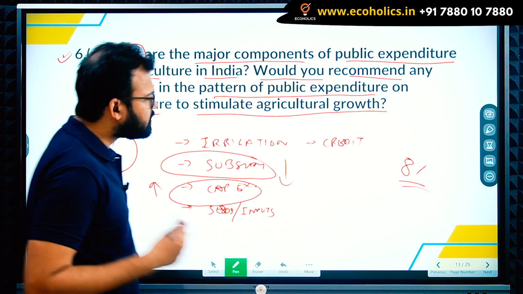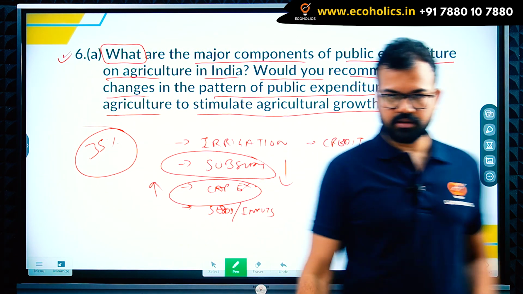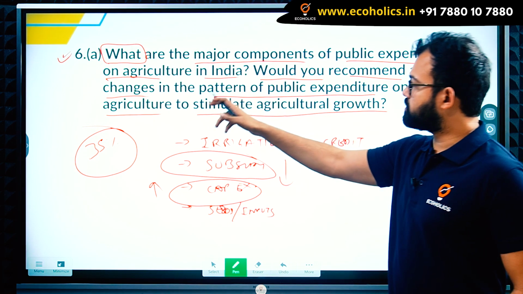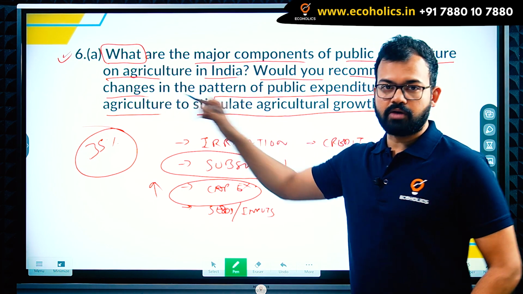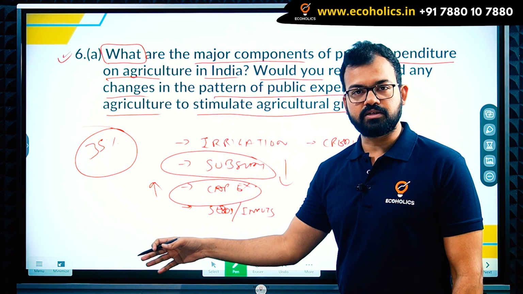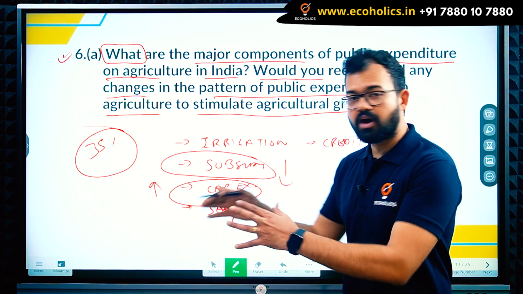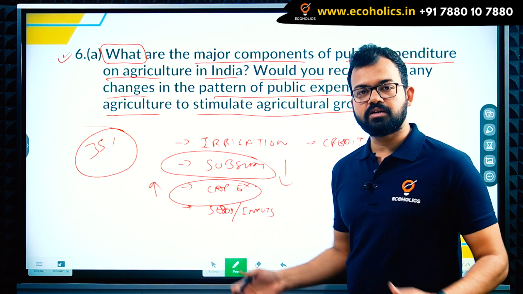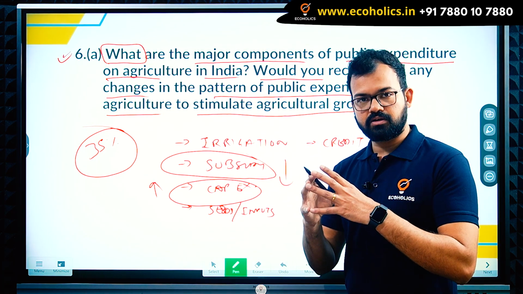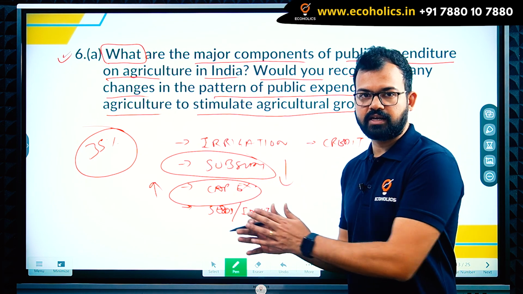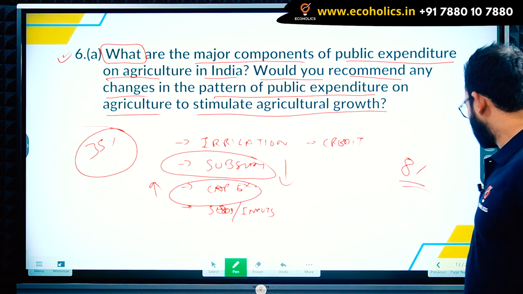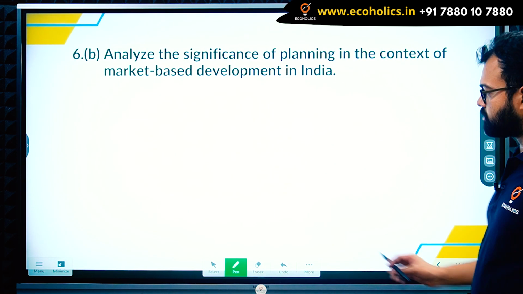In total, I'm saying not just because of agriculture, this data is overall subsidy in the budget, but the question is asking, would you recommend any changes? I would say yes, the changes should be less subsidy, more capital expenditure. These kinds of suggestions you have to give, which are not mentioned in the newspaper or in the books, but with the correlation of your knowledge, current plus static, plus at that particular time, you can write these kinds of answers. Any doubt, you can ask in the comment section.